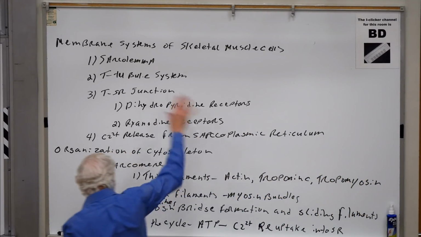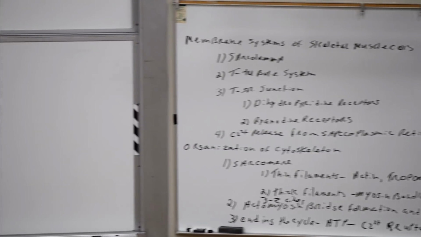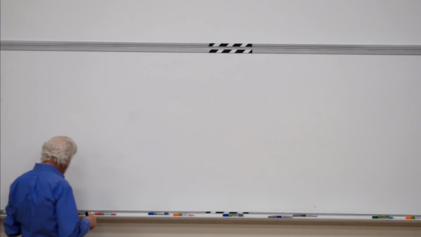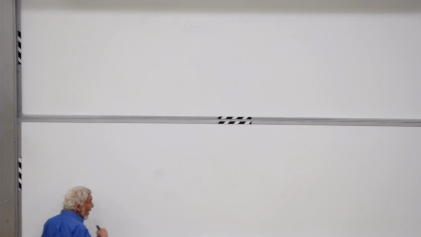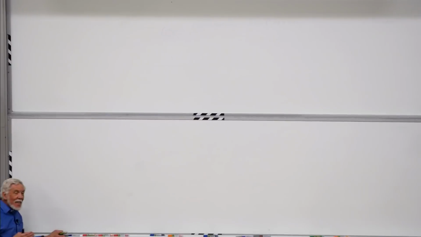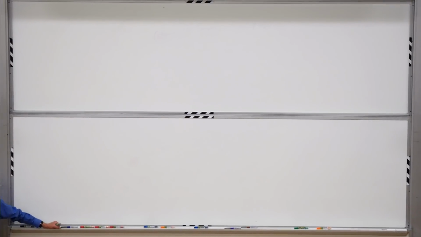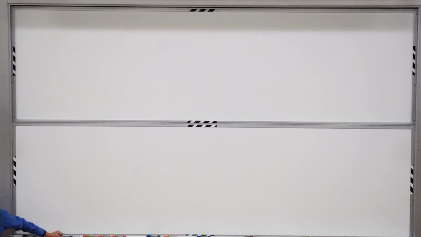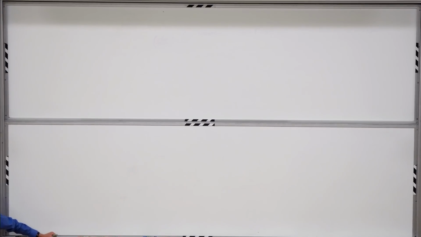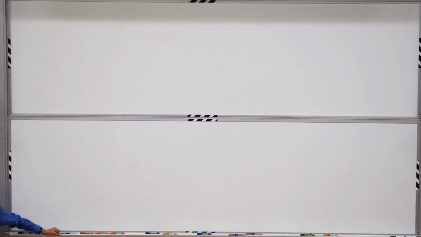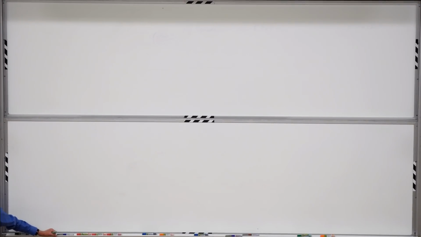In the end, the entire process is brought to a close when ATP binds to the myosin head to make it let go of the actin thin filament, and then calcium is pumped back into the sarcoplasmic reticulum. So contraction ends when calcium is removed from the cytoplasm and back into the sarcoplasmic reticulum.